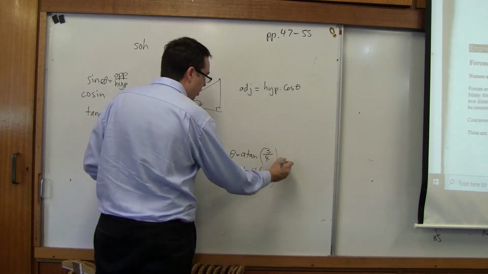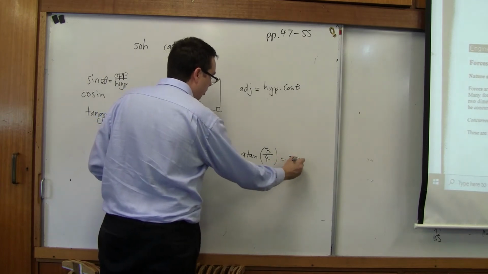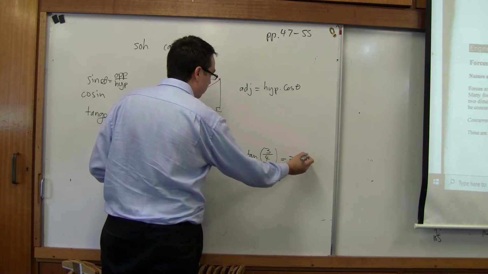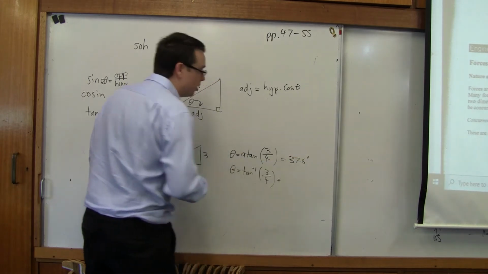What you'll find is when you type that into the calculator, you get something like 37.6 degrees or something like that. Let's type it in.